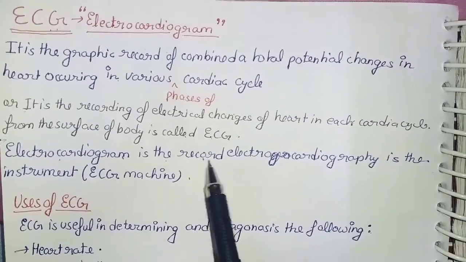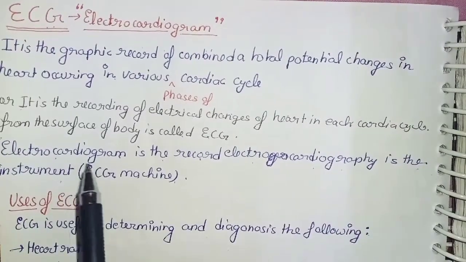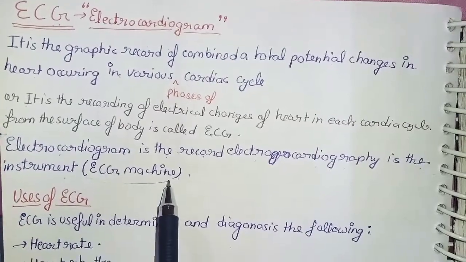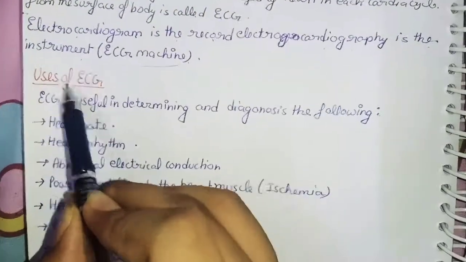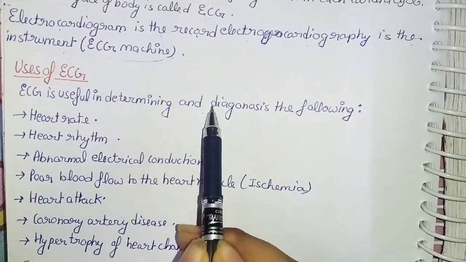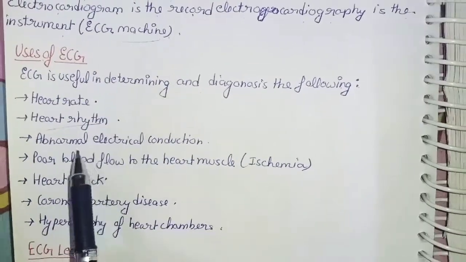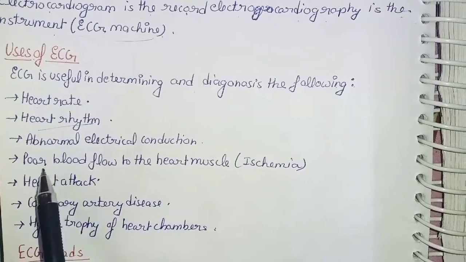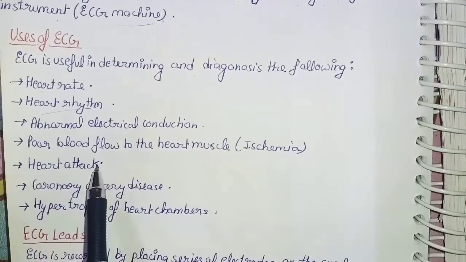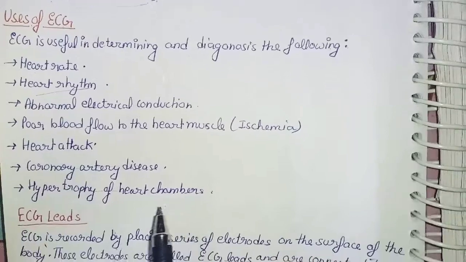Electrocardiogram is the record. Electrocardiograph is the instrument, the ECG machine. So basically ECG is recorded with the help of the ECG machine. Now the uses of ECG. ECG is useful in determining and diagnosing the following: heart rate, heart rhythm, abnormal electrical conduction, poor blood flow to the heart muscle, ischemia, heart attack, coronary artery diseases, hypertrophy of heart chambers.